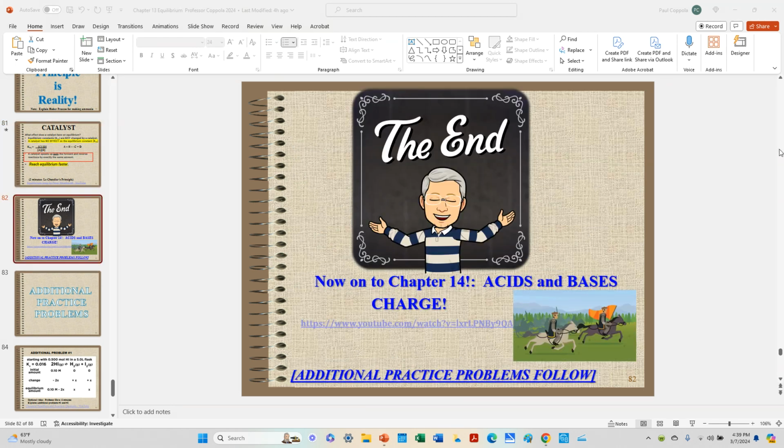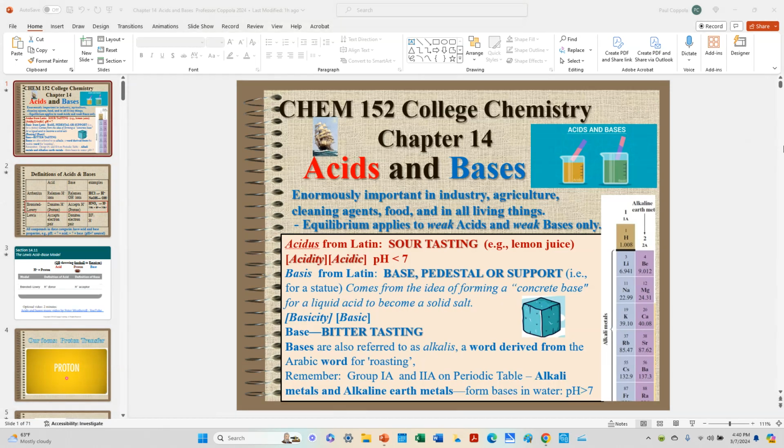So those are the things that I wanted to highlight for the chapter on equilibrium. Of course, you should go over all the slides and you should know all the terms, but I just wanted to try to guide you and highlight the things that are most important. Now we're going to move to chapter 14. Okay, so here's chapter 14, acids and bases.